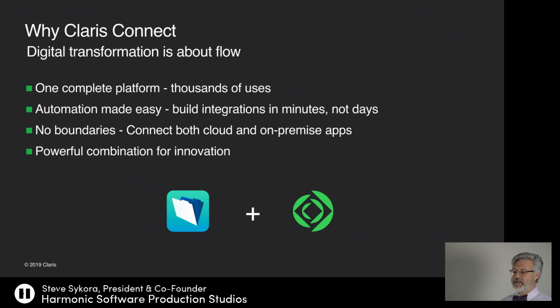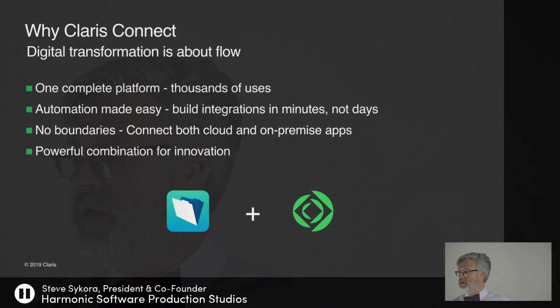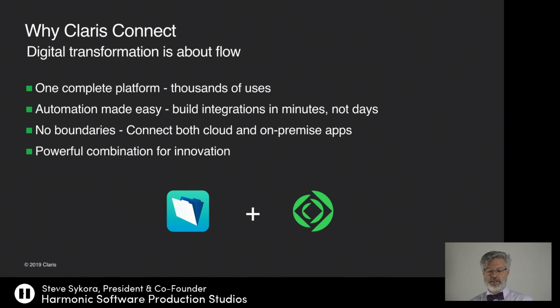So Claris Connect and FileMaker, two Claris products, and they certainly are separate products. You can purchase them separately. You don't have to have one to have the other. But together, they provide a complete platform, and they really enable powerful digital transformation. Anyone can achieve these integration and automation routines in minutes as opposed to days, and it's simple and accessible with some very powerful and robust results.